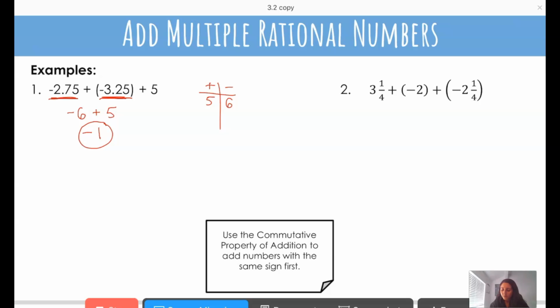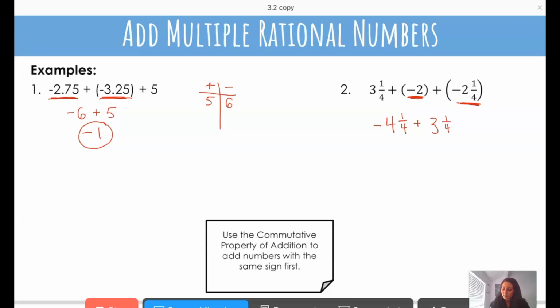Number 2, we have 3 1/4 plus negative 2 plus negative 2 1/4. Again, I'm going to add the numbers with the same sign first, because when the signs are the same, we add. So I'm going to do 2 plus 2 1/4, which is 4 1/4. And they were both negative, so my answer is negative. And now I need to add that 3 1/4 that we haven't touched yet.